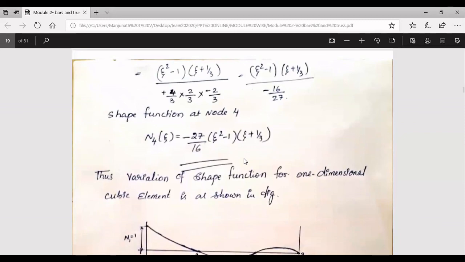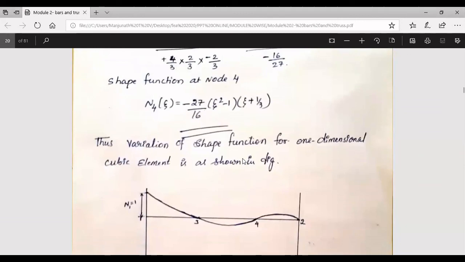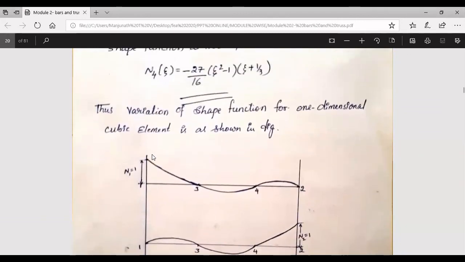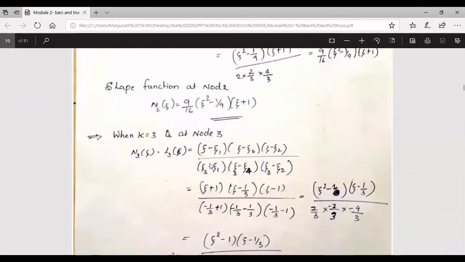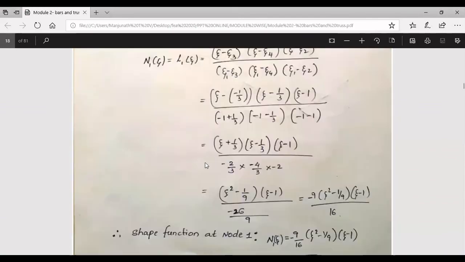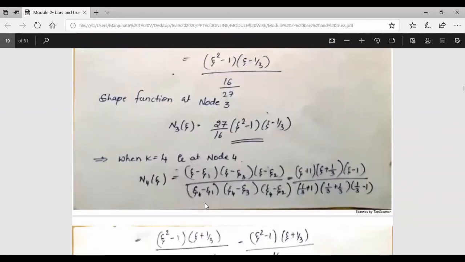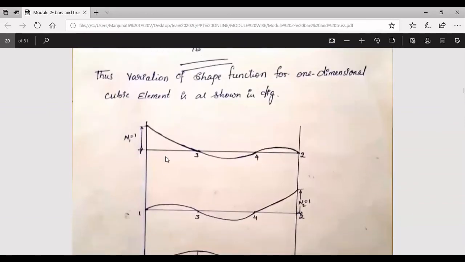Then we can see how the variation of the shape functions is going to be for a 4 noded cubic element. Now from equation number 1, that is the shape function N1, we have got this equation N1. Here if you substitute the value zeta as minus 1, then you are going to get 1 only. As you substitute the value minus 1, you are going to get N1 equal to 1.